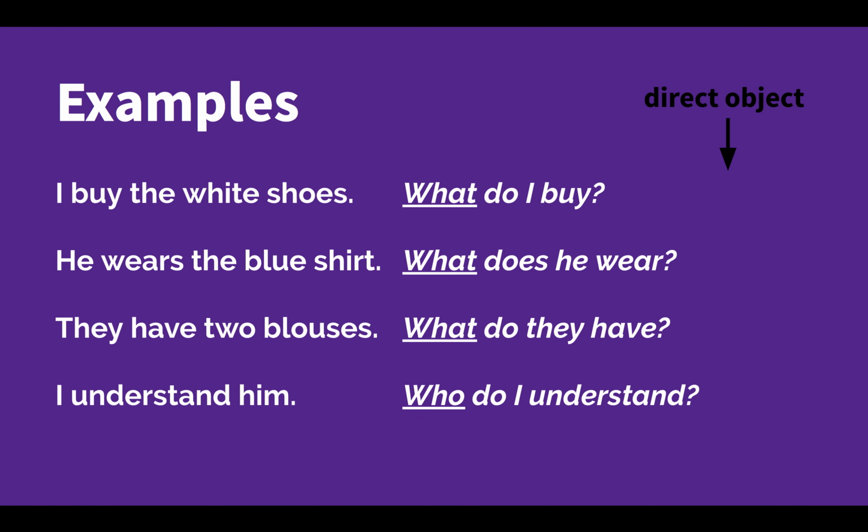So let's take a look at some examples where we can practice identifying what the direct object is in a sentence. For example, I buy the white shoes. We ask, what do I buy? Or we could also ask, what is bought? The shoes. The second example, he wears the blue shirt. What does he wear? Or what's being worn? The shirt. So that's the direct object.